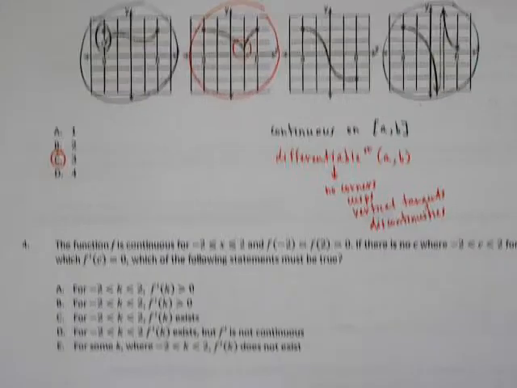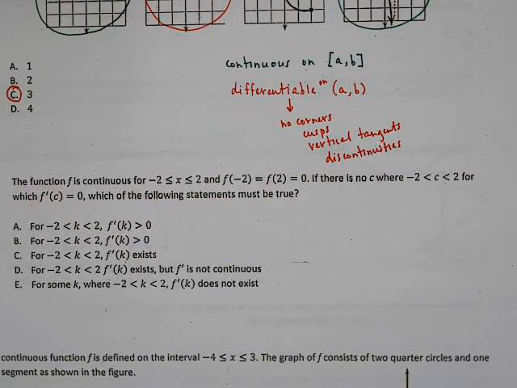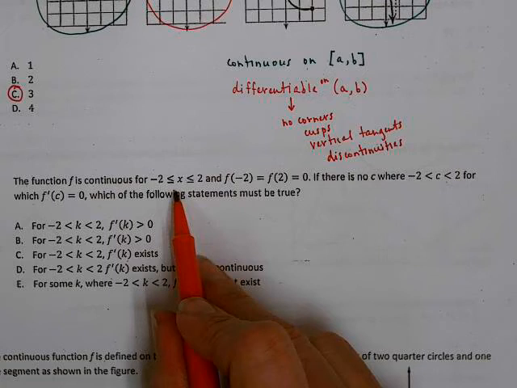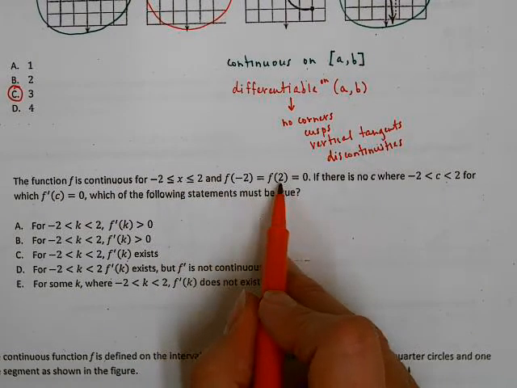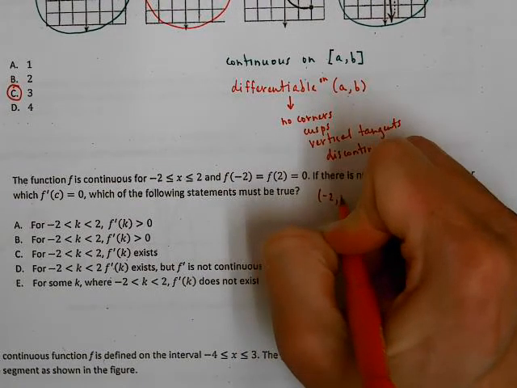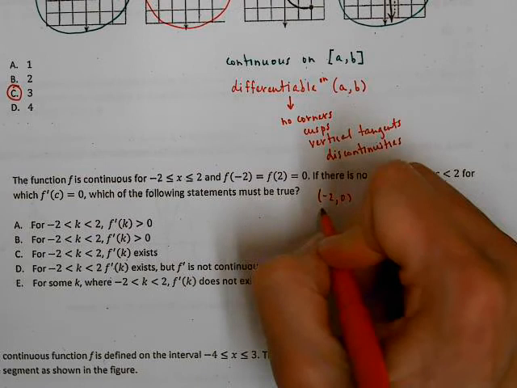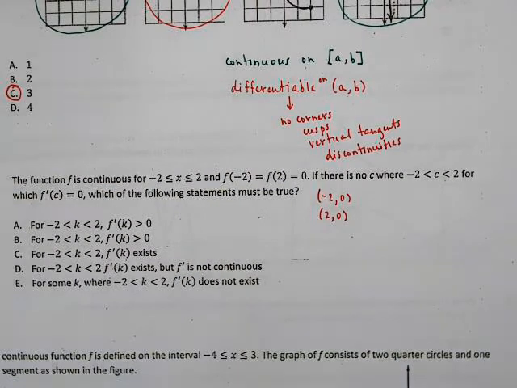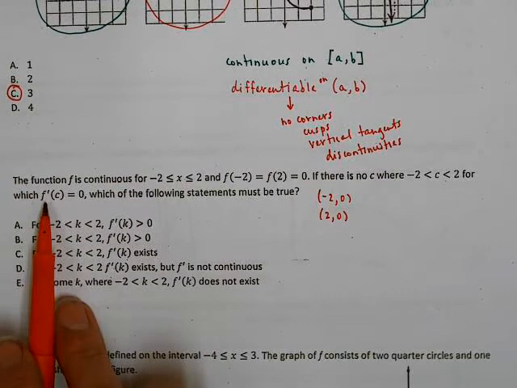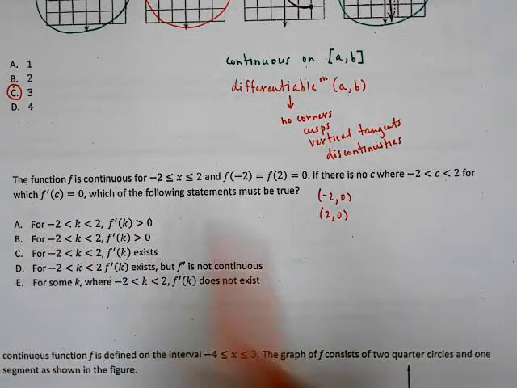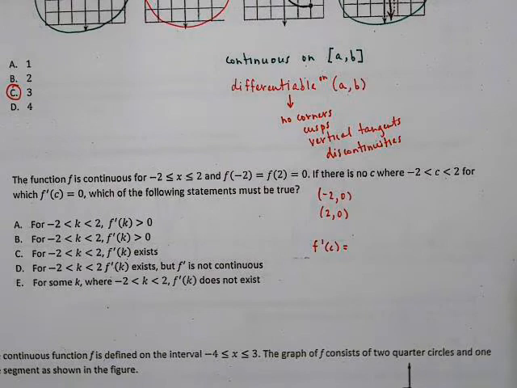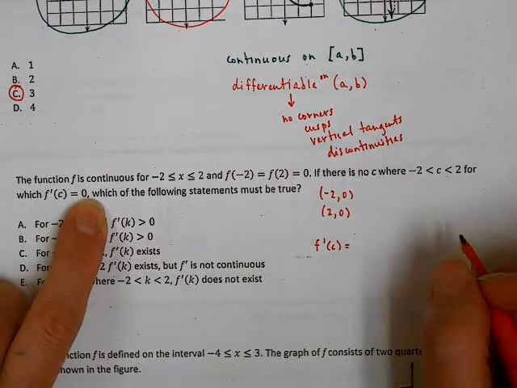Okay. Next problem says the function f is continuous on the closed interval. So we know that. And it's telling us that f of negative 2 equals f of 2 equals 0. So essentially we're getting 2 points. So we know there's a point negative 2, 0 and the point 2, 0. So it says there is no c for which the instantaneous rate of change equals 0, which must be true. So now we know that the mean value theorem says that the instantaneous rate of change must be equal to the average rate of change.